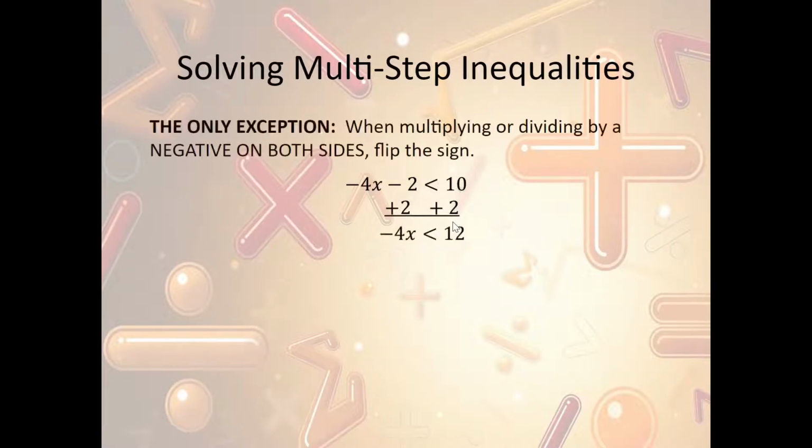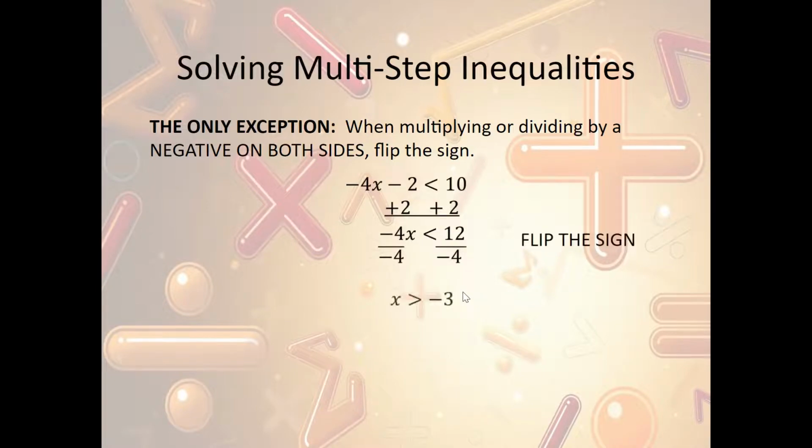Now here's the only rule that we need to know when we're dealing with this. So we treat it like an equal sign. However, if we ever divide both sides or multiply both sides by a negative number, we need to flip the sign to go the other direction. So in this case, we're going to divide both sides by negative 4 here. So when we do that, we need to take this sign and flip it and go the other way.